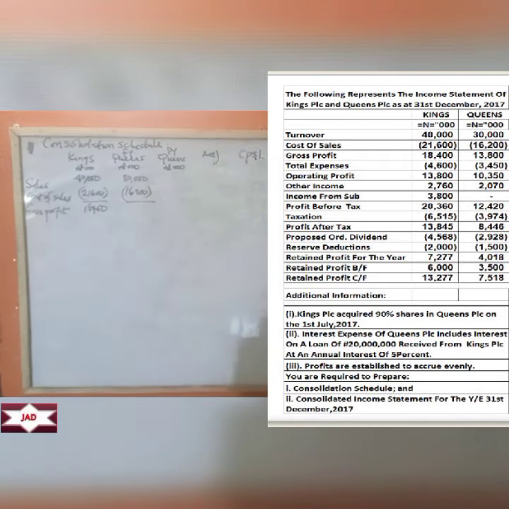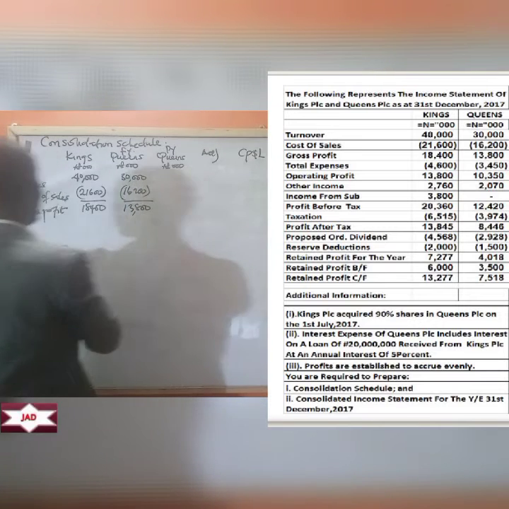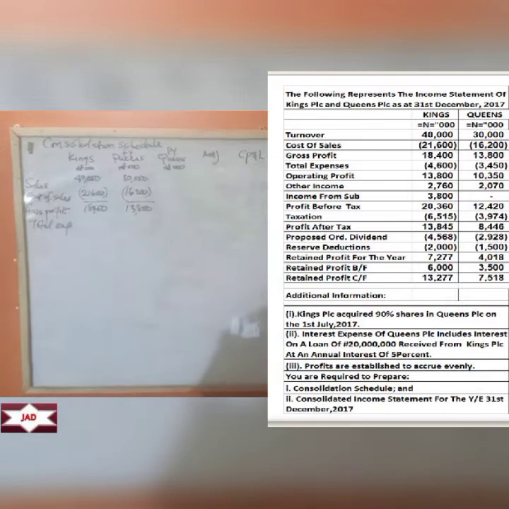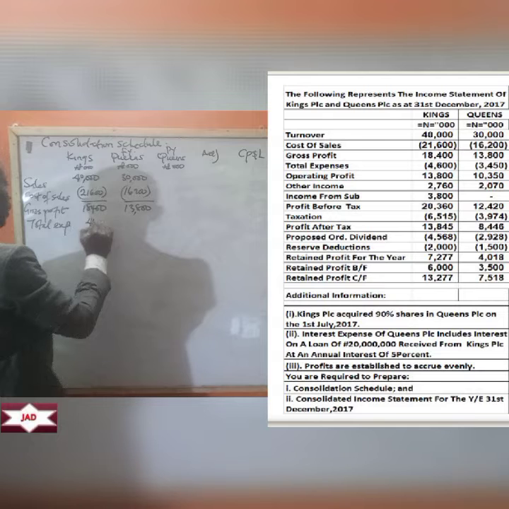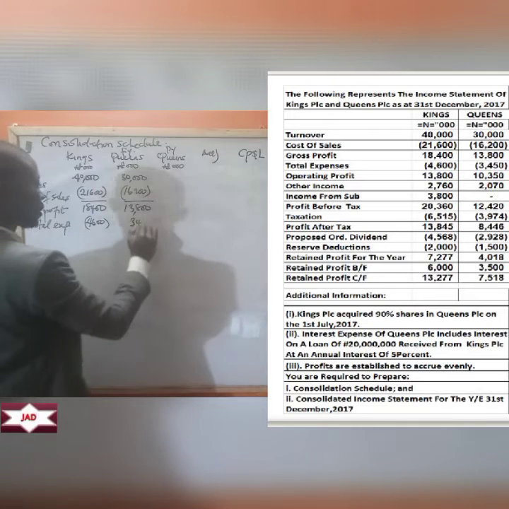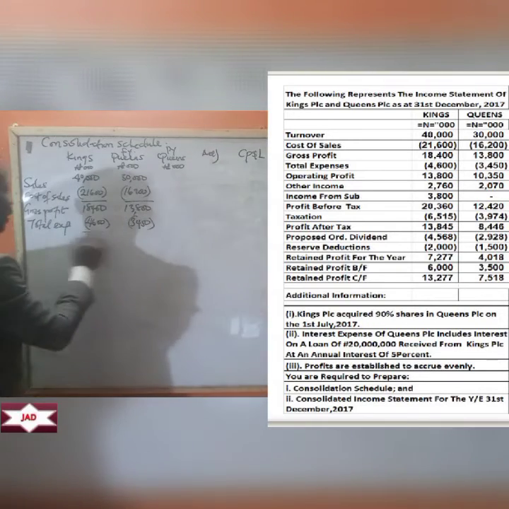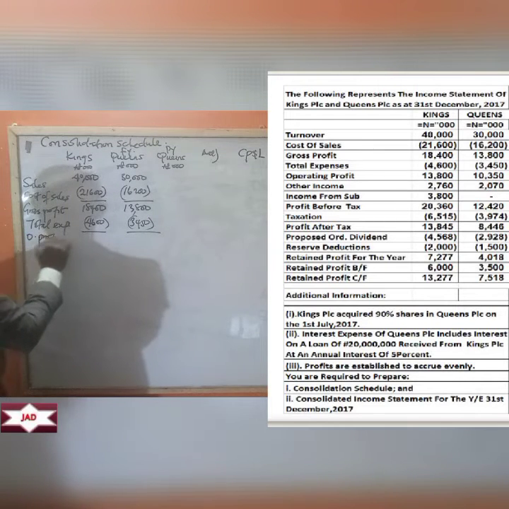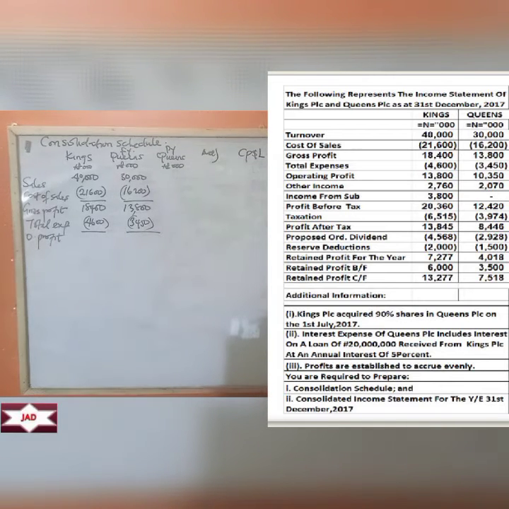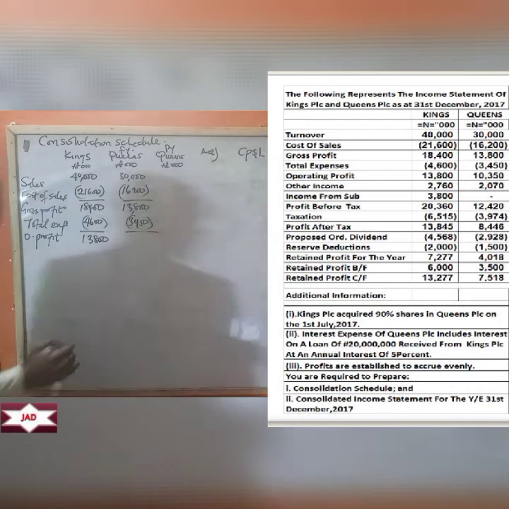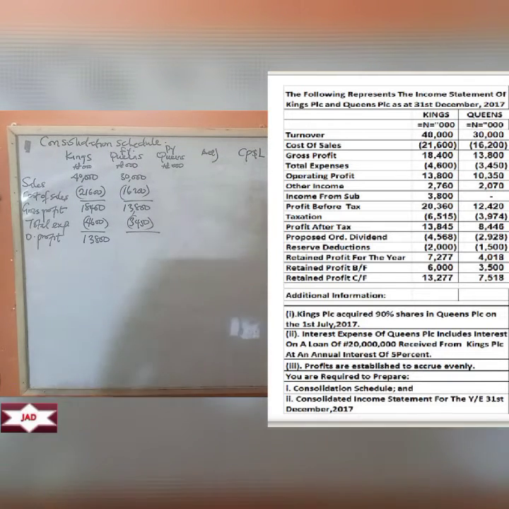Okay, and then here you have 13,800. So here we're going to have what? The total expense here, we have 4,600. Here we have 3,450. Okay, so what would that give to us here? That is operating profit. King's operating profit for King's 13,800. For Queen's for the full year, 10,350.